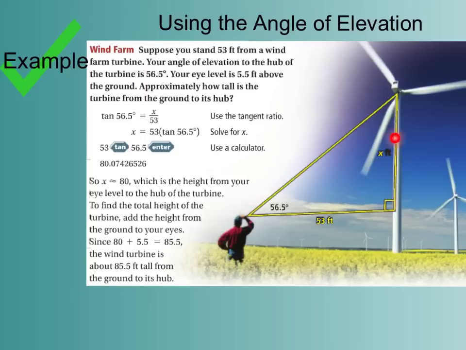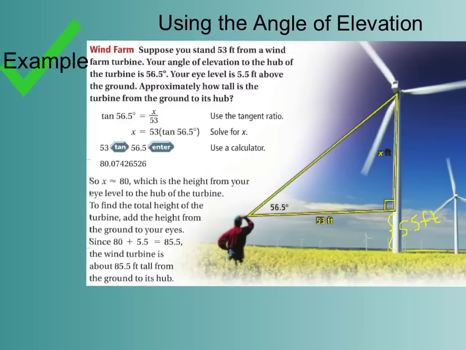If you draw on this triangle here, you know that you're standing 53 feet from the wind turbine, so that side's 53 feet. And they also told you your angle of elevation, so going up, is 56.5 degrees. You want to know how tall the wind turbine is. Now, I only have this side of my triangle to complete it, but technically there's still this height here, right? So I need to figure out what that is. But they tell me my eye level is 5.5 feet above the ground. So this distance here is 5.5 feet. Let's label that in our picture as well.